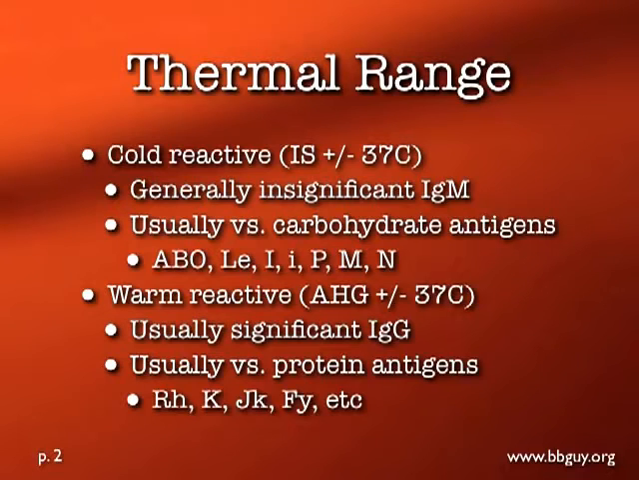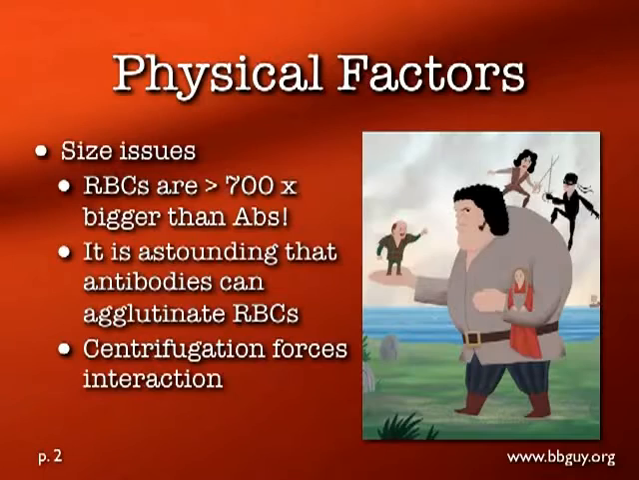In general, the cold reacting ones are insignificant IgM-related antibodies, with one significant exception, and that's with ABO. Normally those cold reactive IgM antibodies react against carbohydrate antigens like ABO, Lewis, big I, little I, P, M, and N. The warm reactive antibodies, on the other hand, are normally IgG, and they're more commonly significant, and they're usually reacting versus protein antigens, such as the ones you would think of, RH, KEL, KID, Duffy antigens, etc., all the things that we talked about in the last podcast.